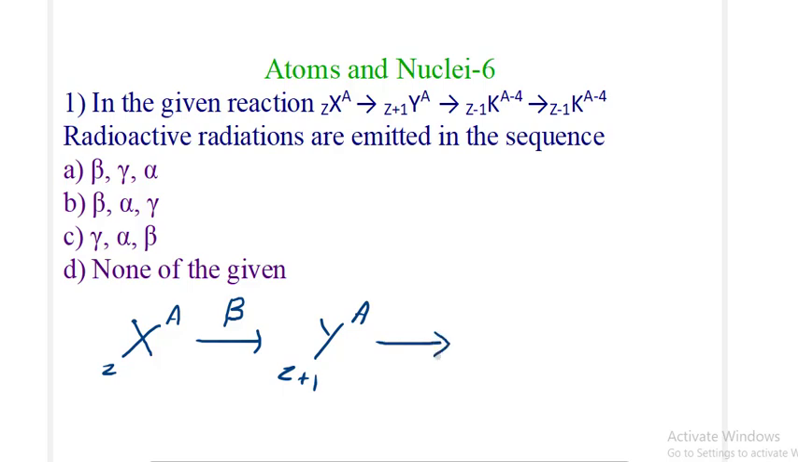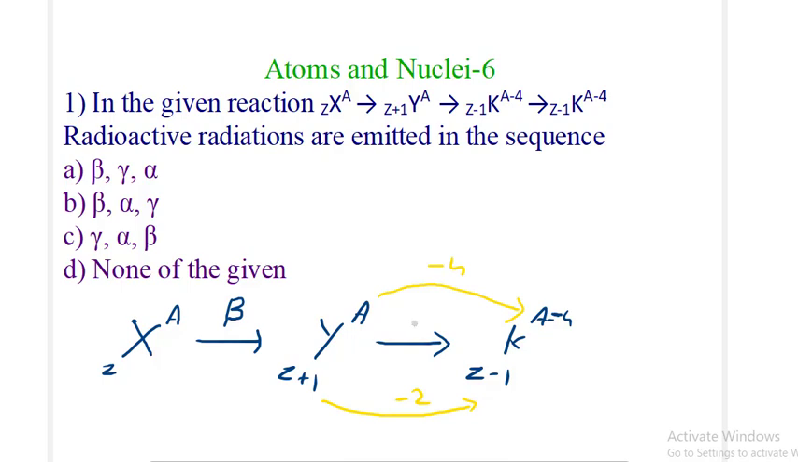Then this Y becomes K, with A minus 4 and Z minus 1. So what we see is that whatever A is given to us, there is a decrease in the value of A by 4, and Z plus 1 becomes Z minus 1. That means the mass number decreases by 4 and the atomic number decreases by 2.